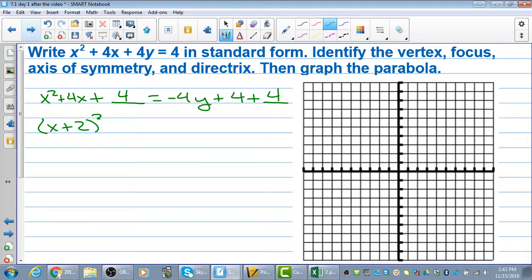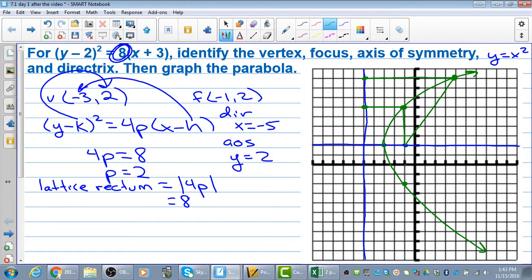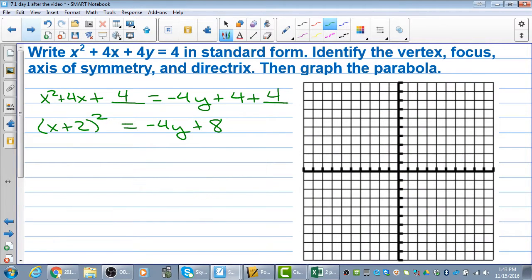(x + 2)(x + 2), that's what that factors into. Over here is −4y + 8. Well, we're getting close. We have to get that coefficient right there, we got to get that to be a 1. And we're going to do that by factoring out a negative 4. (x + 2)² = −4(y − 2). Now we have our vertex. Vertex is (−2, 2). Keep x with x, keep y with y. Don't mix the two up.